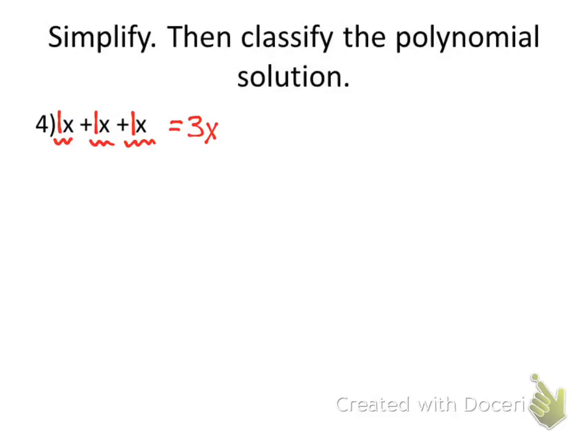3x is my answer. Now, how many terms are there in my answer? Remember, terms are separated by plus signs and minus signs. So do you see any plus or minus signs in the answer? Any plus or minus signs? Is there a plus sign in this box? No. Is there a minus sign in this box? No. So we only have one term here. When there's one term, we call it a monomial.